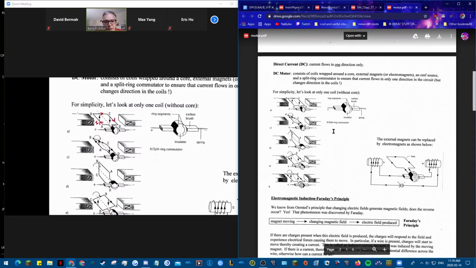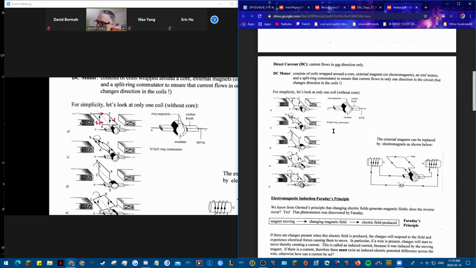Now, there's a magnetic field here. The magnetic field is going, so I'm going to put it in blue. Outside of a magnet, the field always goes from north to south. So it goes like this. So this is the magnetic field here. All right, goes like that.